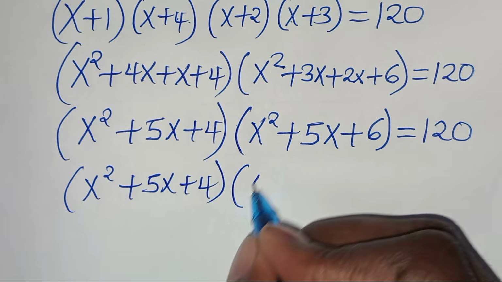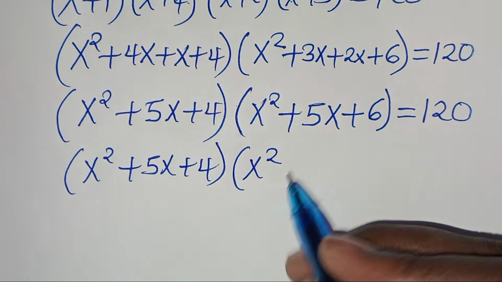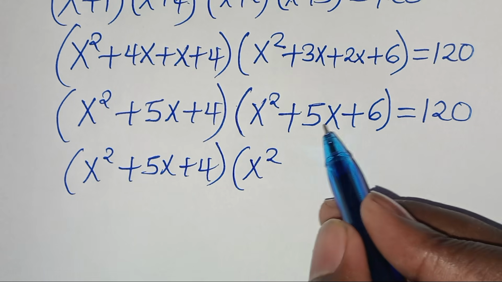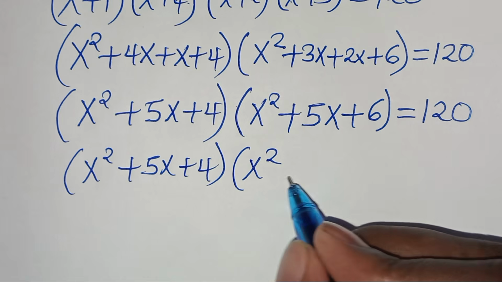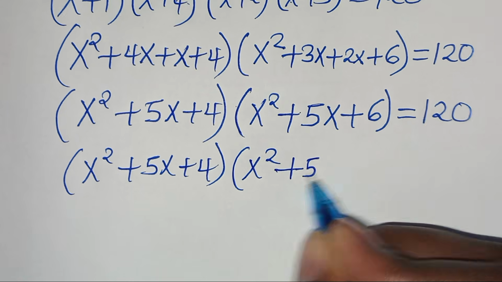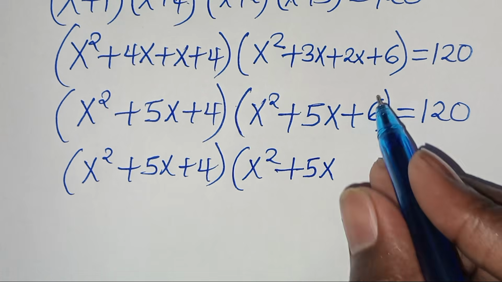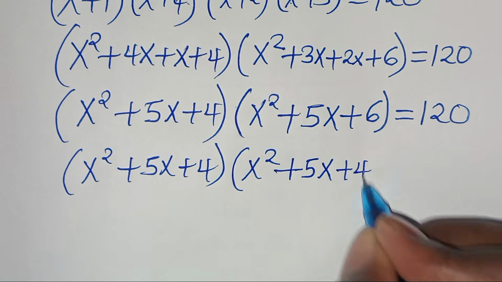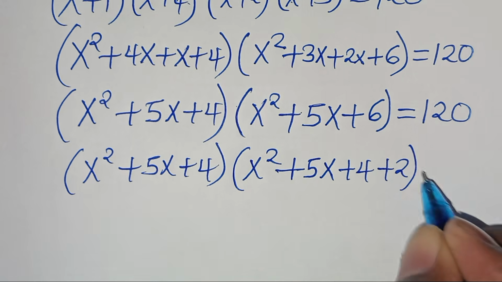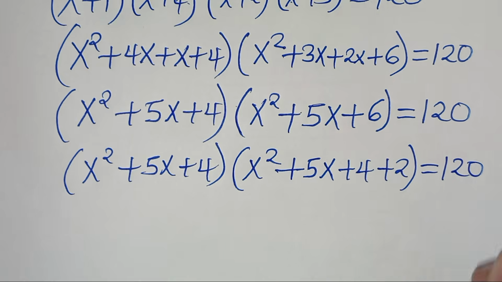Here we have x to the power of 2. We can express x squared plus 5x plus 6 as x squared plus 5x plus, and we can express 6 as 4 plus 2. This is equal to 120.